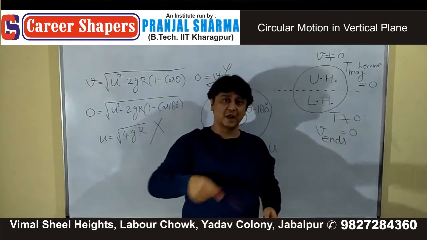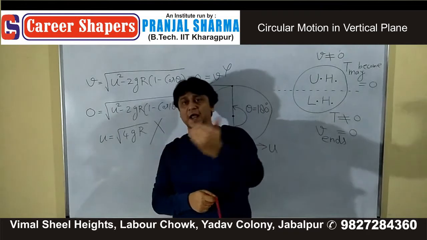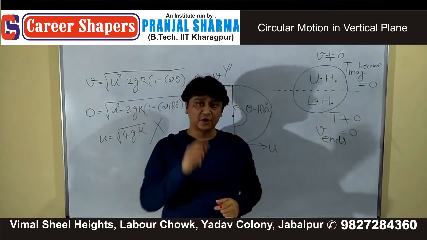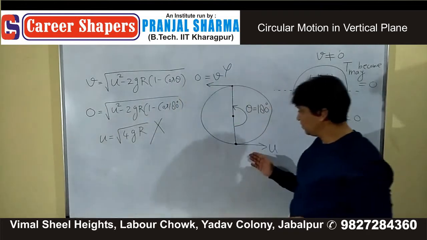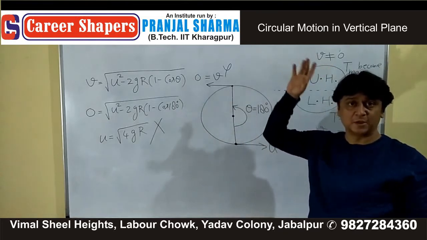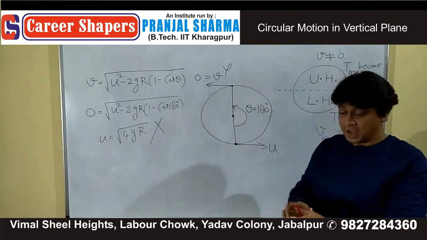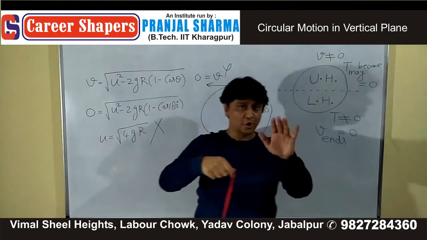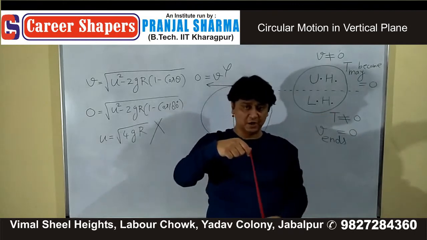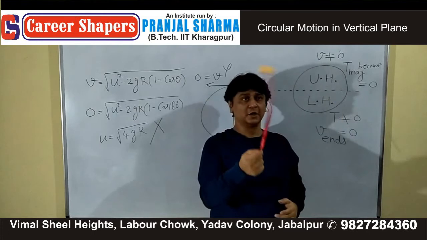If it is able to reach the highest point, then the other part, it can complete automatically, and therefore u minimum to reach the highest point will be same as minimum u to complete full circle. Otherwise, for u greater than root 2gr, if it lost tension somewhere here, then look at the path.